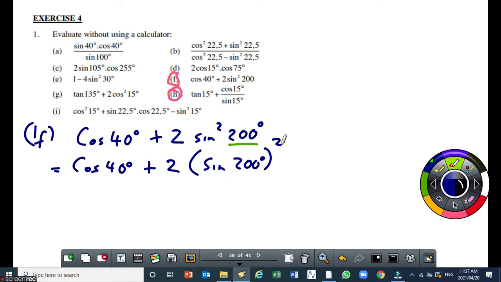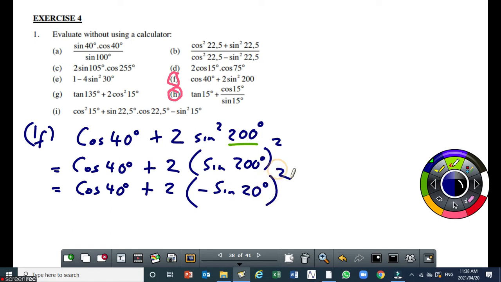Then I'm going to convert the 200 to an acute angle. Now, 200 is in the third quadrant, so it's 180 plus 20. And you know by now that in the third quadrant, sine is negative. So the next step would be to say cos 40 degrees plus 2 times, now here, I'm going to have minus sine 20 degrees. Then you square that answer.